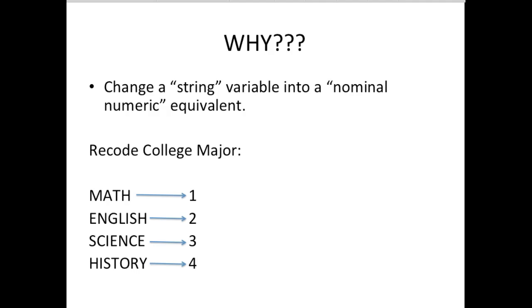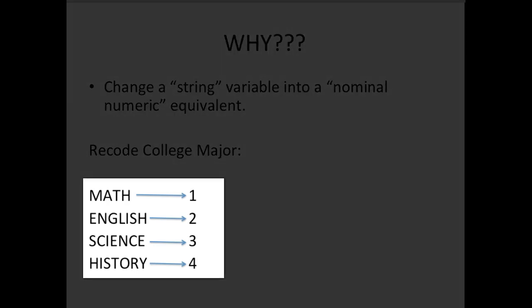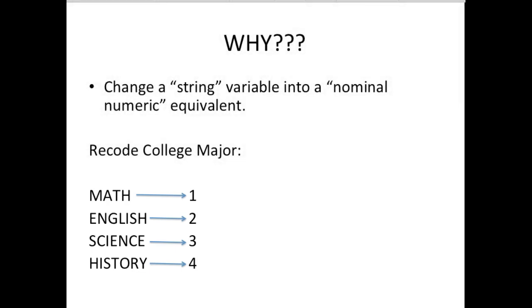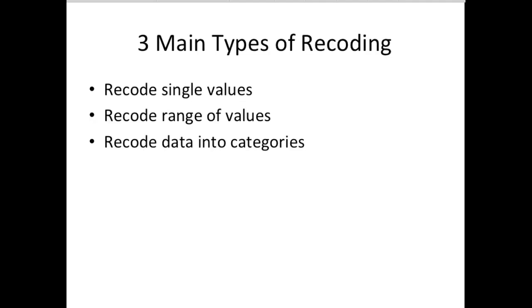You might change a string variable into a nominal numeric equivalent. So let's say we have the string variable for college major. We may want to be able to do some calculations later, so we'll code math as 1s, English as 2s, science as 3s, and history as 4s. We have commands that we can tell SPSS to go in and grab anywhere it sees a math, code that as a 1. Anywhere it sees English, code it as a 2, and vice versa. So that's another example.